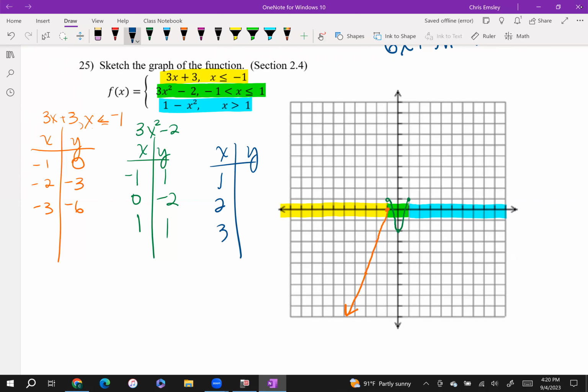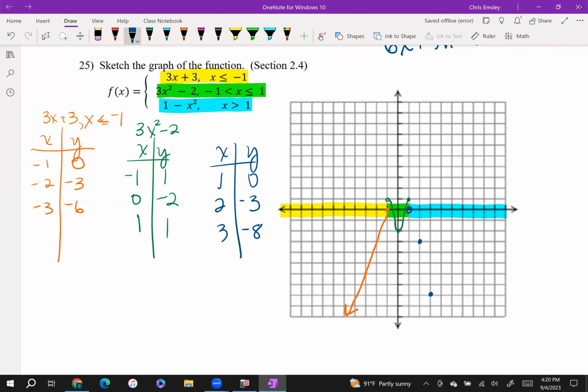So when I put a 1 in for x in the blue function, 1 minus 1 squared is 0. 2 squared is 4, so we get 1 minus 4, which is -3. And 3 squared is 9, so 1 minus 9 is -8. Plot those points. Again, that 1, 0 is going to be an open circle. 2, -3, and 3, -8.